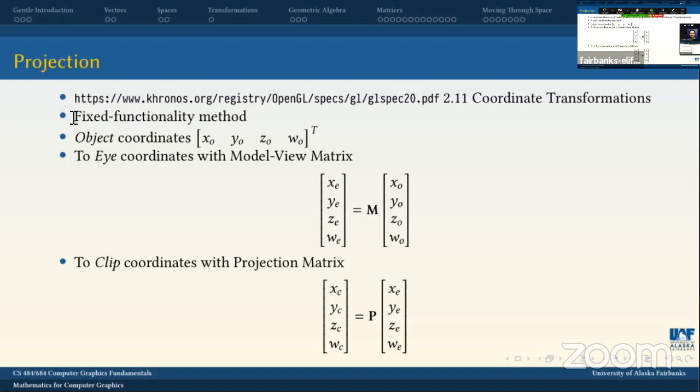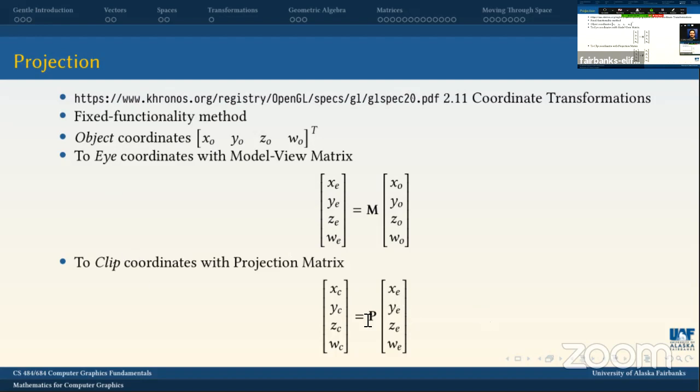So we have the object coordinates, and I just use a little t here to represent the transpose. And we want to go to eye coordinates. So we use the model view matrix. This is going to have the world matrix and our camera matrix put together. Another term for a camera is a view, so you'll sometimes just see matrix camera or matrix view. It means the same thing. And so we basically apply our transformation here. We get eye coordinates. And then we need to go from eye coordinates to clip coordinates.